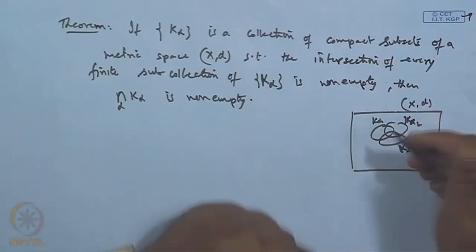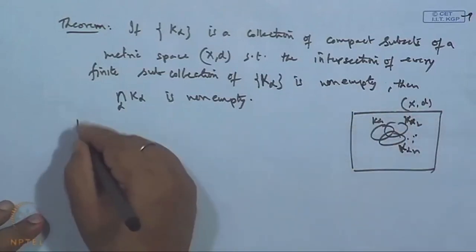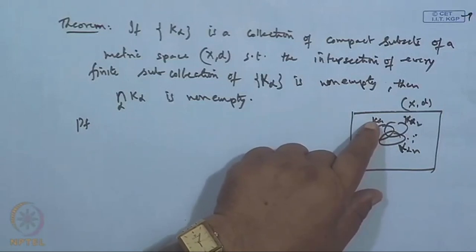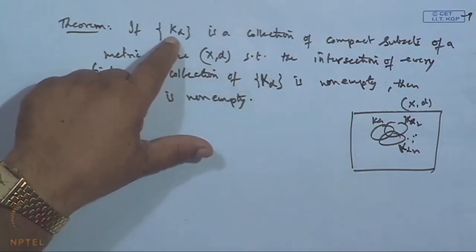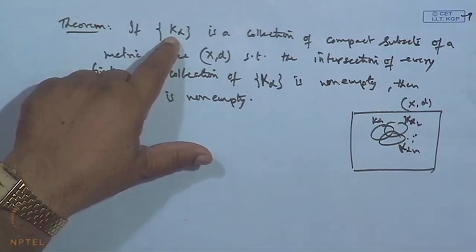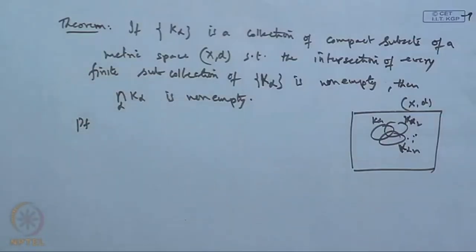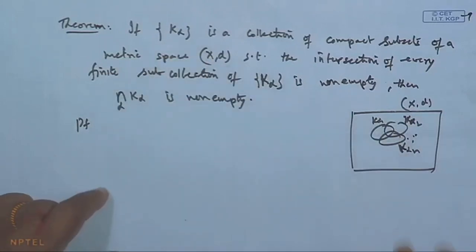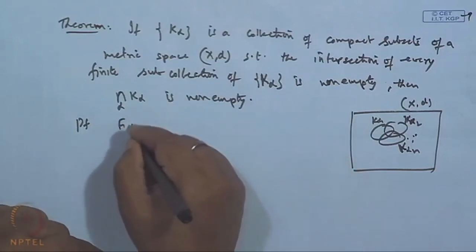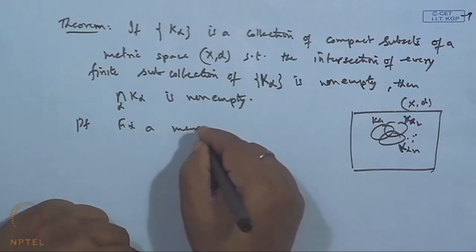How will you say? Suppose, what we will do is, we will pick up one of the sets out of K alpha, say K 1, such that no element of that set K 1 belongs to each K alpha. It means, when you take the intersection of K 1 to K alpha, at least some of the points will remain out of it. Means, none of the points of that set belongs to each K alpha, that is what it is. So, fix a member K 1, then we will reach a contradiction.